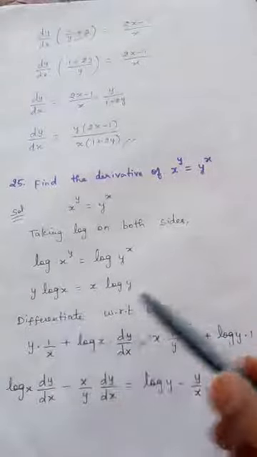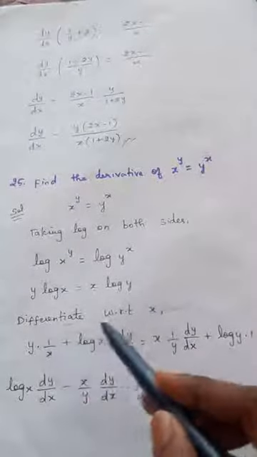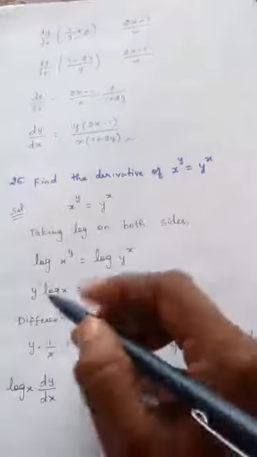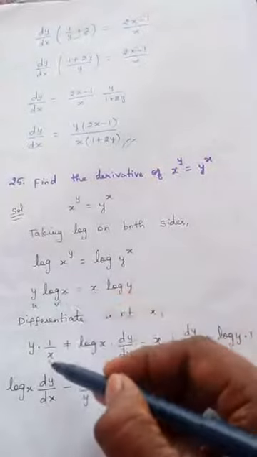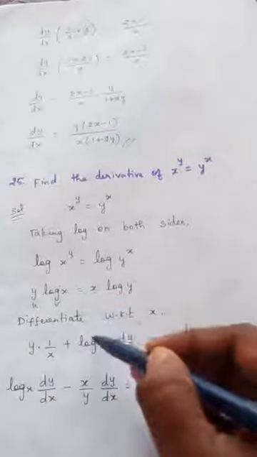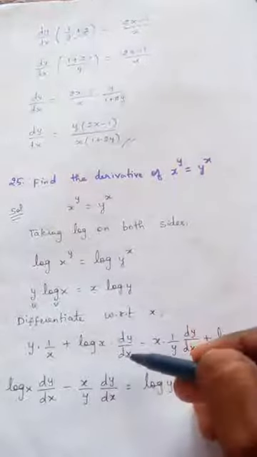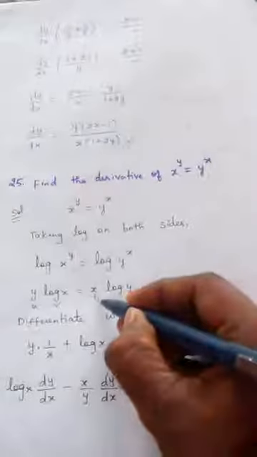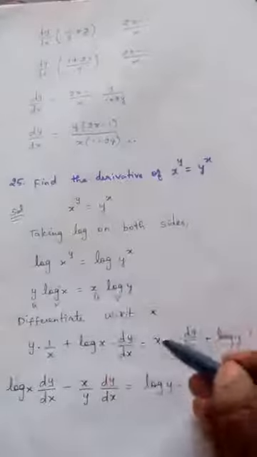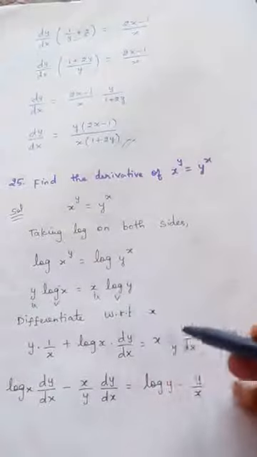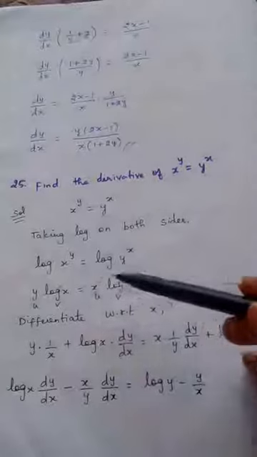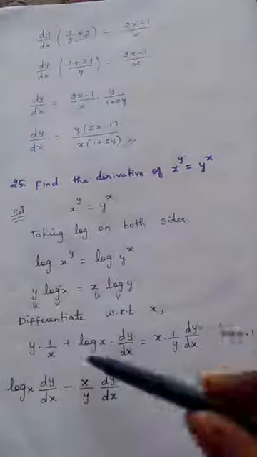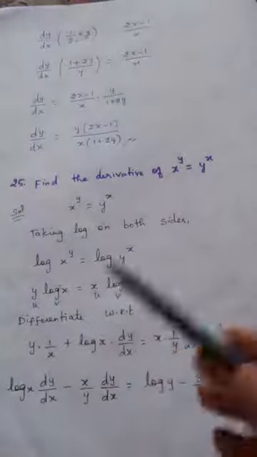Since everything is normal now, start the differentiation. Differentiate with respect to x. UV method, this is u, this is v. So u into differentiation of log x, 1 by x, plus v into differentiation of y, dy by dx, equals, the right hand side is also the uv method. So u into differentiation of log y, 1 by y dy by dx, this is v dash, plus v into log y into differentiation of x, which is 1.